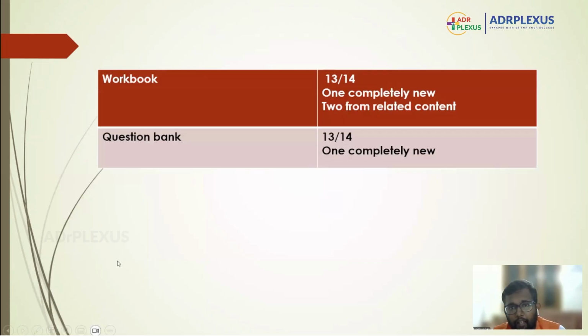So from Q bank and from our workbook, we almost got 13 out of 14. One was completely new, two from our related content. The rest we almost had from our workbook and Q bank.